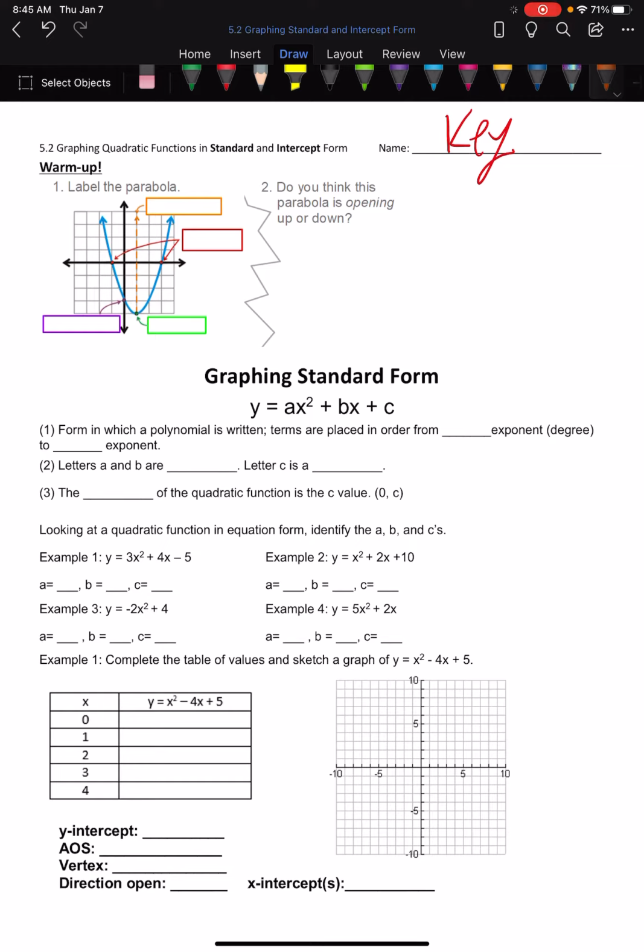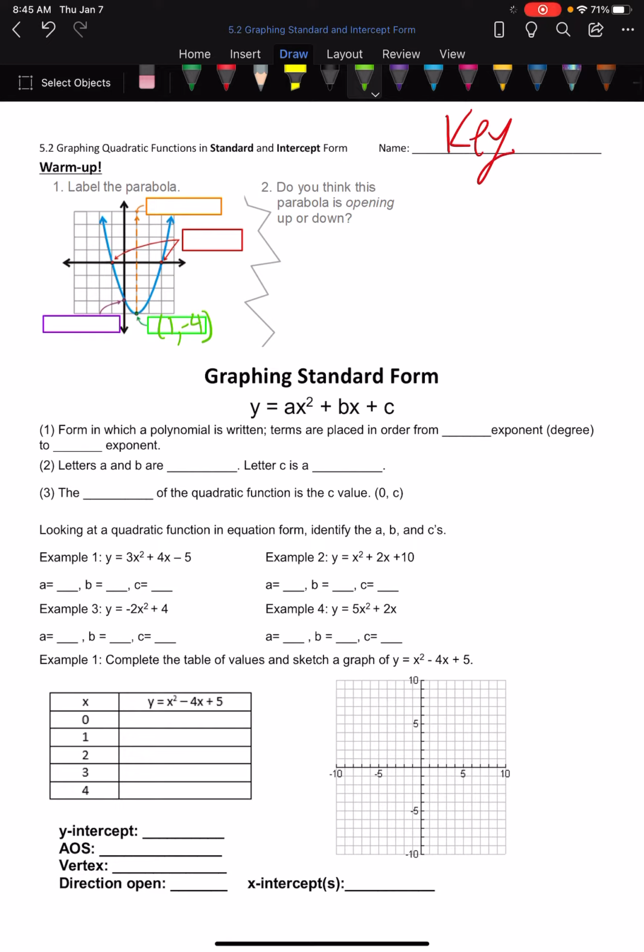So let's go ahead and start at the bottom and work our way up. We're going to start with our vertex. This is our turning point, or you can say that this is our minimum or maximum of our quadratic function. So this is the lowest point in this case of this parabola. If I look here, I can see that my vertex is lying where x is 1 and where y is -1, 2, 3, 4. So my vertex is (1, -4).